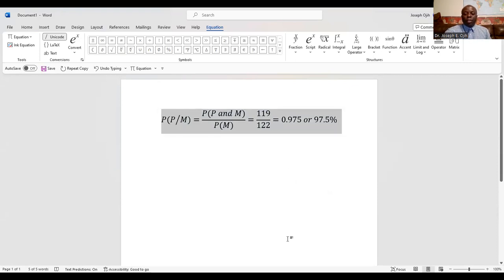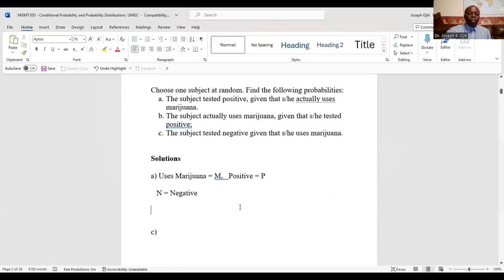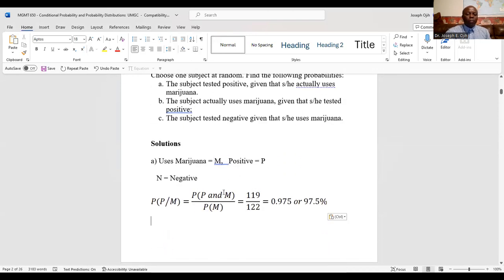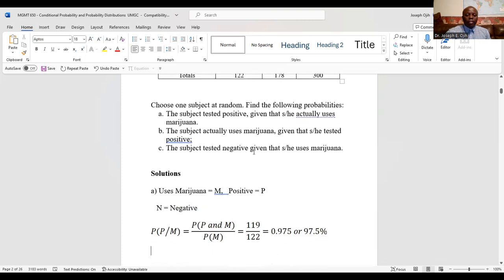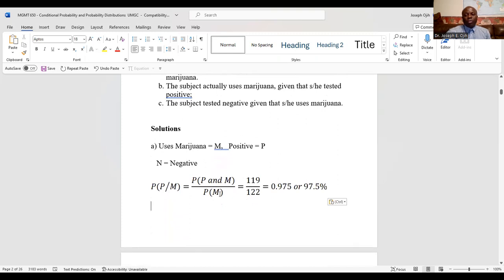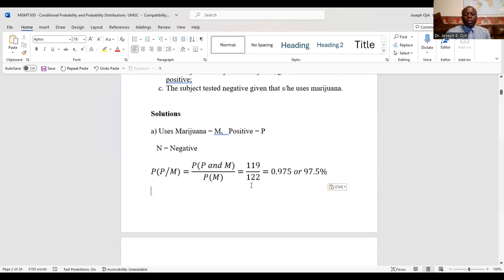So I'm going to copy this and put it in our main workbook, which is where the equation is located. Part A is right here. You can see P and M, which is positive results, then yes, uses marijuana. See the intersection, 119. Then over the probability of marijuana, the number of points for marijuana use. Does the subject use marijuana? Yes. And the total for that is 122. You can see right here, 122.